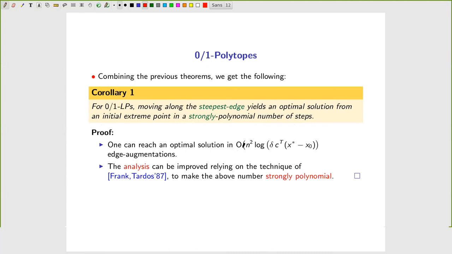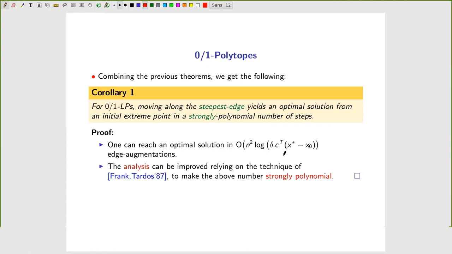On the other hand, this will again depend weakly polynomially on this bound, but you can improve this analysis because you are on a 0-1 polytope. You can improve it by relying on the technique of Frank-Tardos to make the above number strongly polynomial. It is kind of a standard technique, I would guess by now, to make this number strongly polynomial.